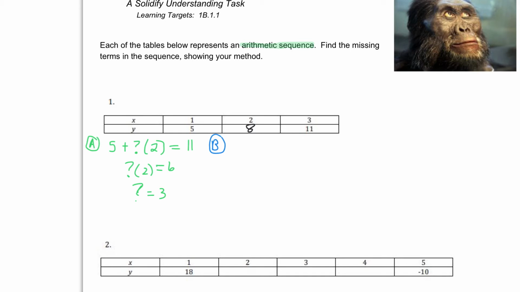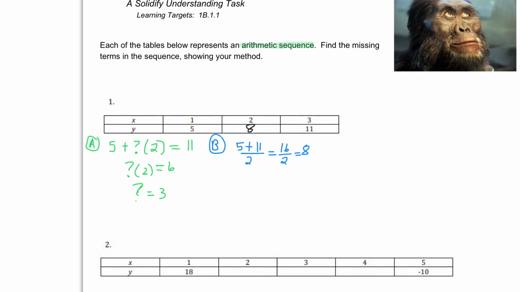In strategy B, you can look to see that, hey, we're missing the middle term. So we need to find the average between 5 and 11. So to do that, we can go ahead and take 5 plus 11 and divide it by 2. Again, finding the average of our numbers in between. So 5 plus 11 would give us 16. And 16 divided by 2 would give us 8. So I can use that average to figure out what my missing term is. Again, finding the average between 5 and 11.